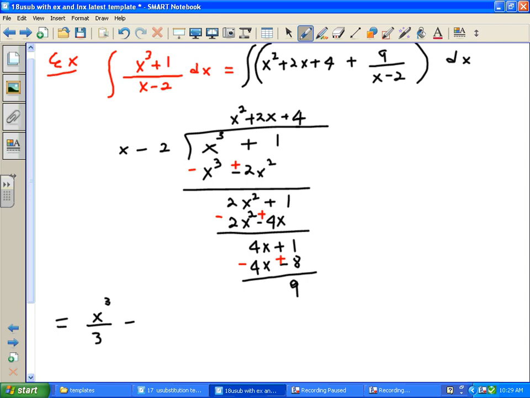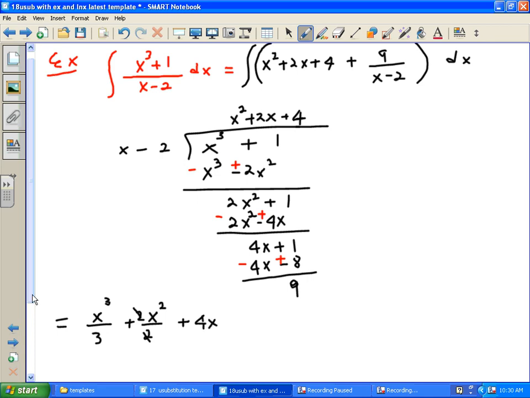Integrate to 2x, and what do we get? x squared over 2. Actually, 2x squared over 2, and those 2's are going to cancel. It's going to be x squared. Okay. Integrate 4, and what do we get? 4x.